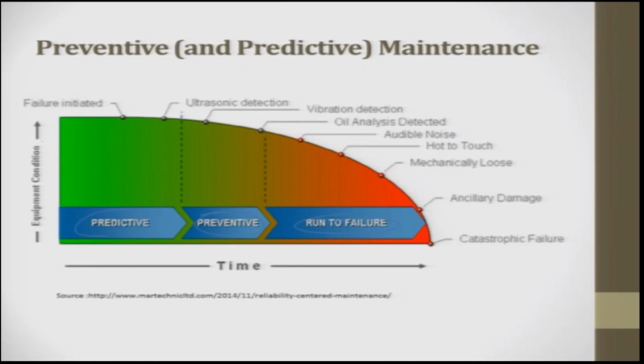and here is a technique, the ultrasonic technique, which is used for detecting the failure. Then in preventive, we always try to have vibration detection and oil analysis detection, and once it crosses this time limit, then we use acoustics, temperature, mechanical loss, and auxiliary damage, and then finally we look at the catastrophic failure. So these are the things which happen. So here the failure is indicative. So that is predictive. Preventive is ultrasonic detection and vibration, and run to failure is where you will have audio.